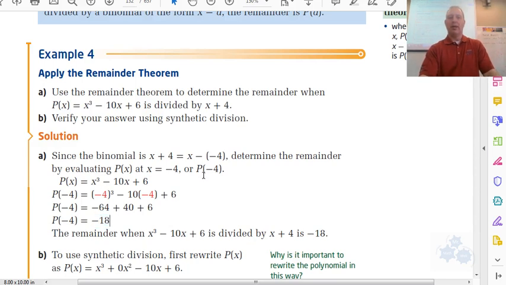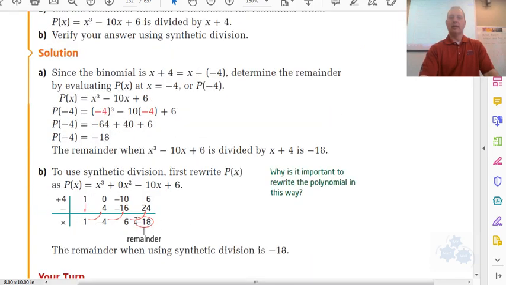So in this case, p of negative 4, you plug in negative 4, you evaluate, and you get negative 18. So that's going to be the number right here. You see, they showed you the little synthetic division. That's going to be the number that you get there in synthetic division.